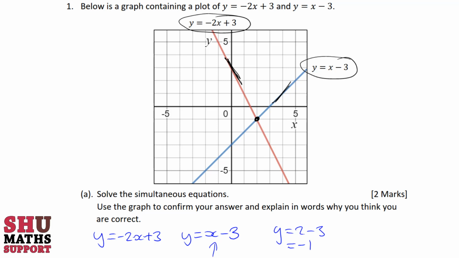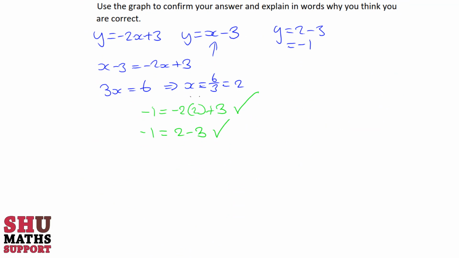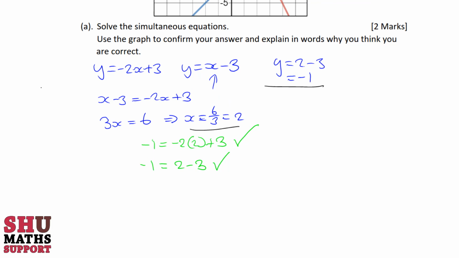Now if I were to take the coordinates of that point, so let's have a look, each square represents a value of 1, that means we have minus 1 here and we have positive 2 here. So I'm just going to write that as a coordinate, so we have 2 and minus 1. So what this is telling us is that the point where the two equations intersect is when x is equal to 2 and y is equal to minus 1. Well, this is a solution that we got down here because x is equal to 2 and y is equal to minus 1. So we're able to confirm that what we calculated is correct from the graph, but we need to explain in words why you think you're correct.